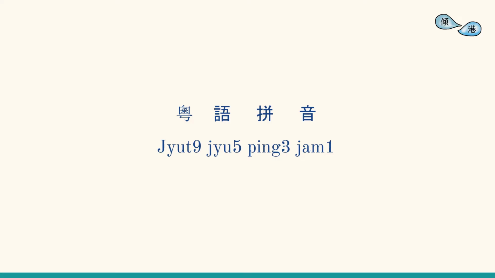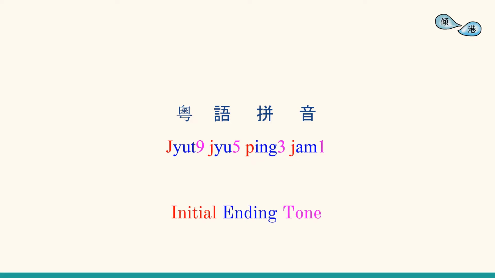There are more than 10 romanization systems of Cantonese in the academic field. In our videos, we will teach based on one of the most commonly used systems, Jyutping. One Cantonese character corresponds to one syllable, which consists of an initial, an ending, and a tone. For example, Jyutping, which literally means Canton language put together sounds, or Cantonese phonics.